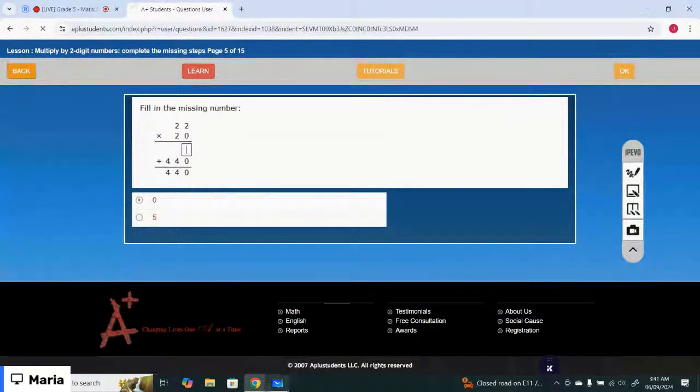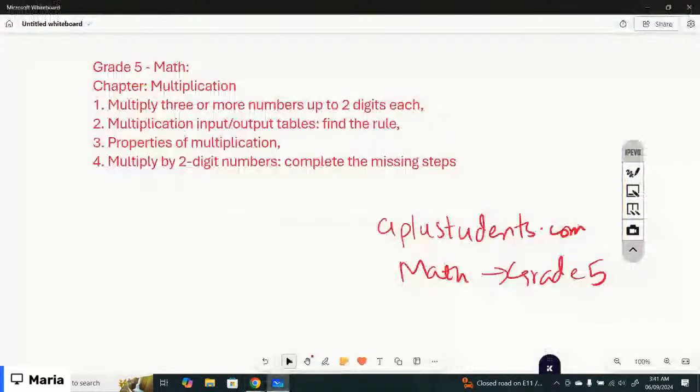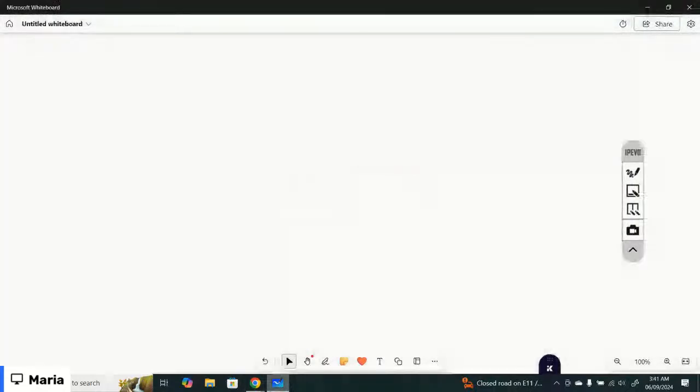So we were working on grade 5 math. The chapter we were working on is multiplication. The lessons we have covered today are multiply 3 or more numbers up to 2 digits each, multiplication input output tables, find the rule, properties of multiplication, and multiply by 2 digit number, complete the missing steps. So please make sure before the next session you complete all the practice questions for the lessons we just did. That is your homework until next session, right?